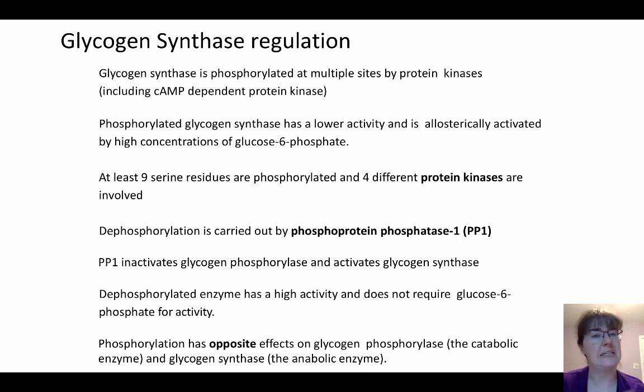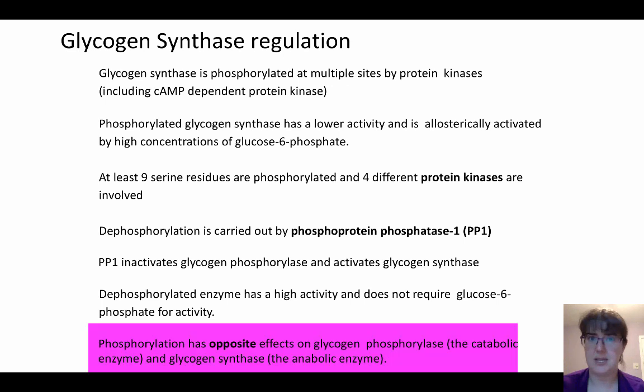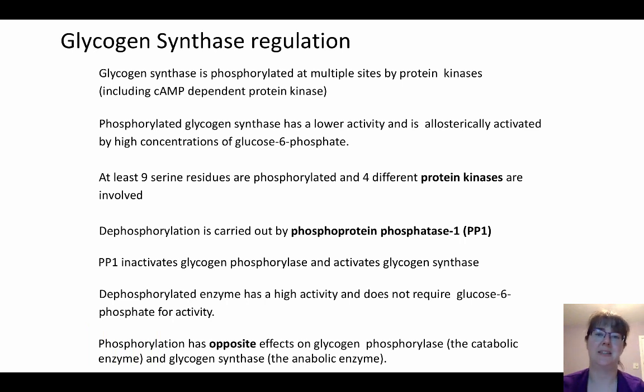As you would expect, there's something that can dephosphorylate this enzyme as well. That's carried out by phosphoprotein phosphatase 1, or PP1. That will then be able to inactivate glycogen phosphorylase and activate glycogen synthase. So notice that just as the phosphorylation had opposite effects on glycogen synthase and glycogen phosphorylase, when we remove those phosphates, we're again going to see opposite effects. Removing those phosphates will inactivate the phosphorylase and activate the synthase.